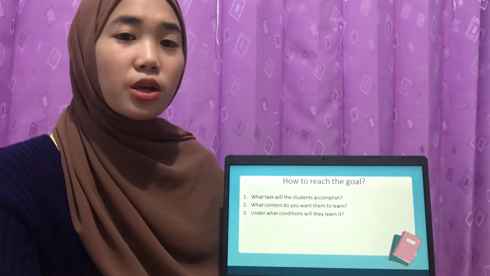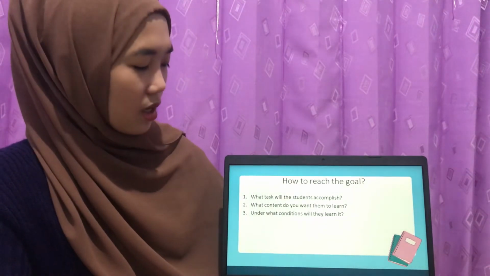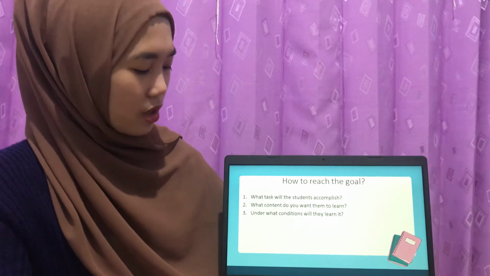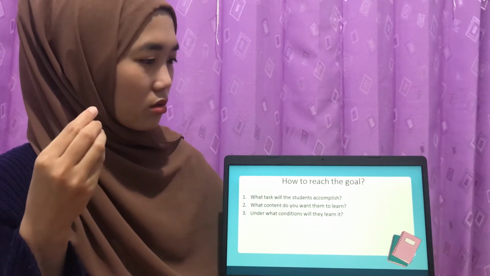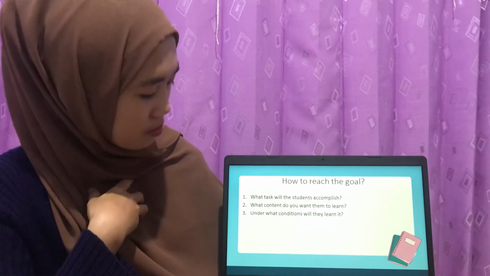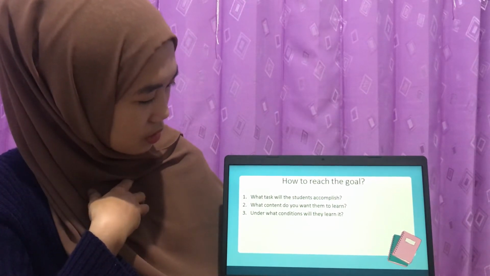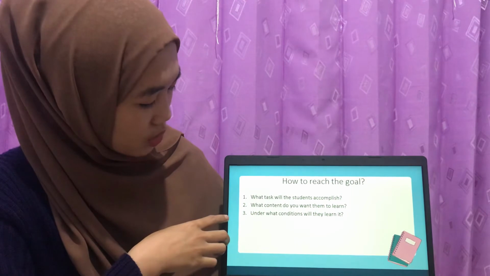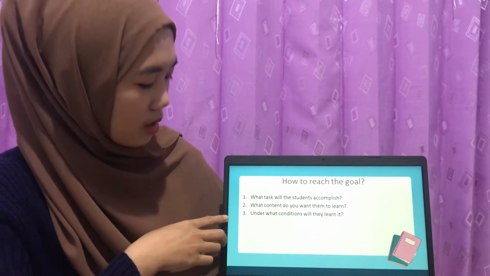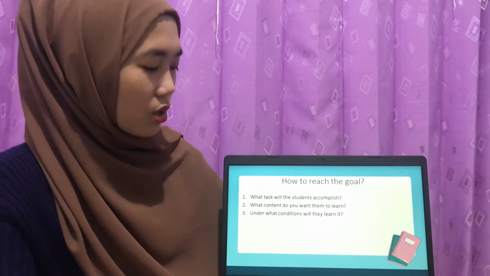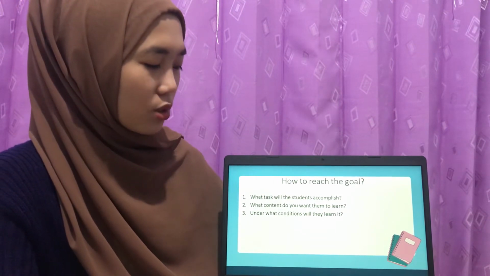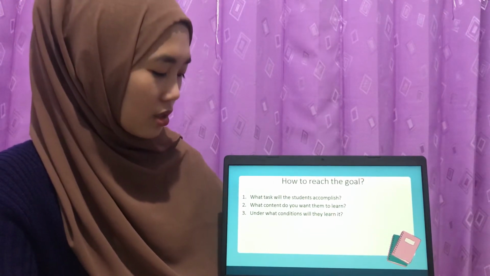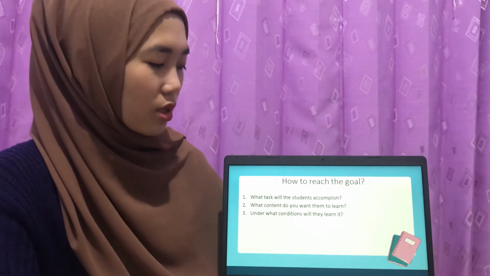How to reach the goal? There are 3 things you can use to reach the goal. The first, what task will the students accomplish, the second, what content do you want them to learn, and the third, under what condition will they learn it.